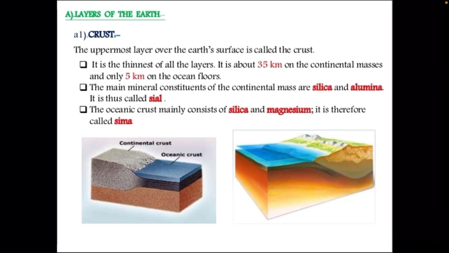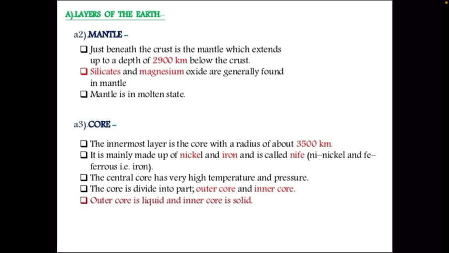The third layer, it is the innermost layer. It is known as the core and it has the maximum radius, that is about 3,500 kilometers. It is mainly made up of nickel and iron and is called Nife, NIFE, Ni for nickel and Fe for ferrous, which is also known as iron. The central core has very high temperature and pressure. The core, that is why, is divided into two parts, outer core and inner core. Outer core is liquid and inner core is solid.